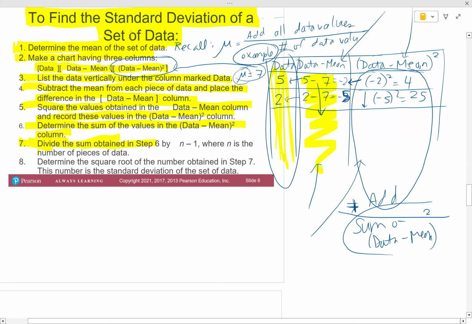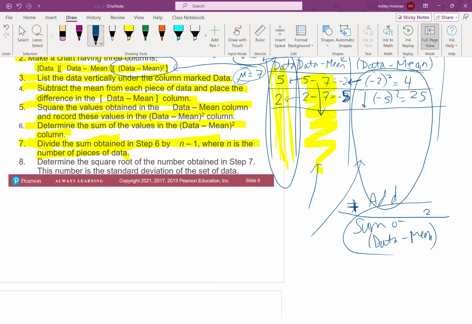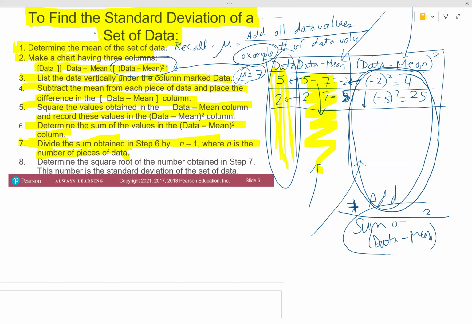Divide the sum obtained in step 6 by n minus 1, where n is the number of pieces of data. So whatever you got, you did all those steps so far, you got some sum, you added all the numbers in this last column, and you got some number, let's just say, whatever, it's a sum number.